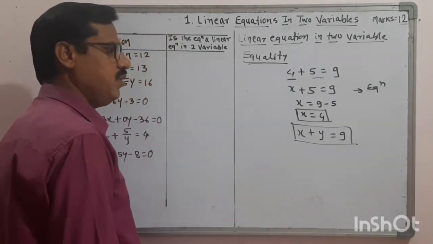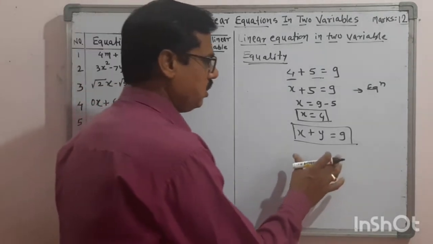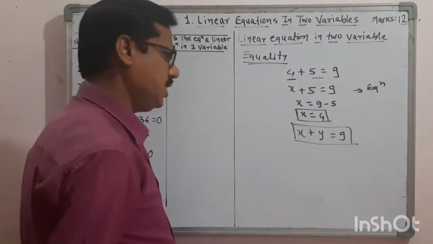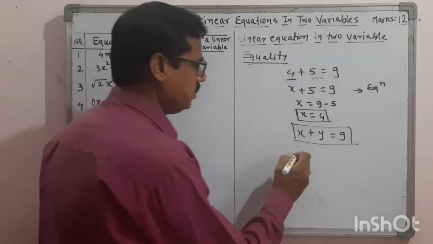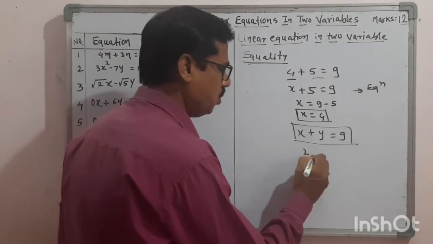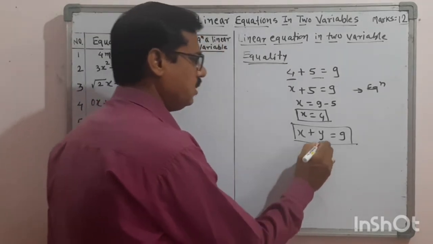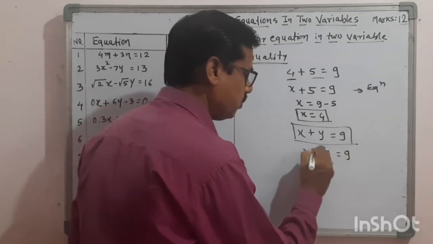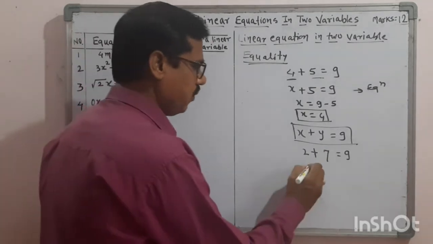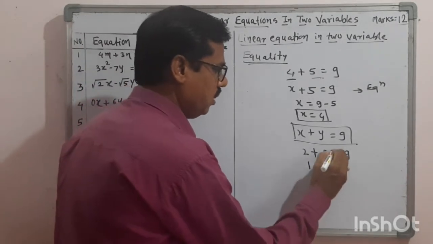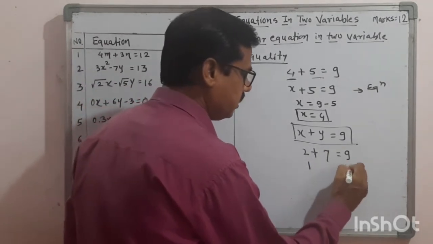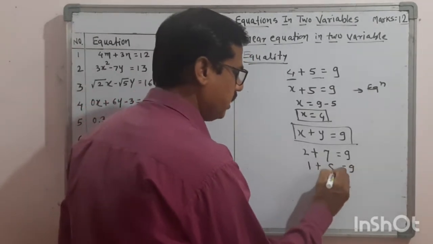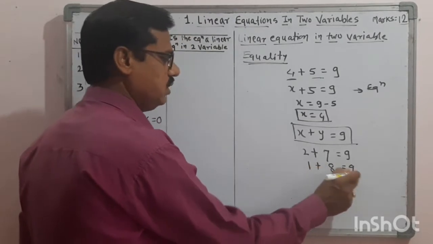Why is it called linear equation in two variables? If we draw the graph of such an equation, then we get a straight line. If we take the value of x is equal to 2, plus y is equal to 7, therefore 2 plus 7 is equal to 9. If we take the value of x is equal to 1, and the right hand side is 9, the value of y must be 8, means addition of 1 plus 8 is equal to 9.